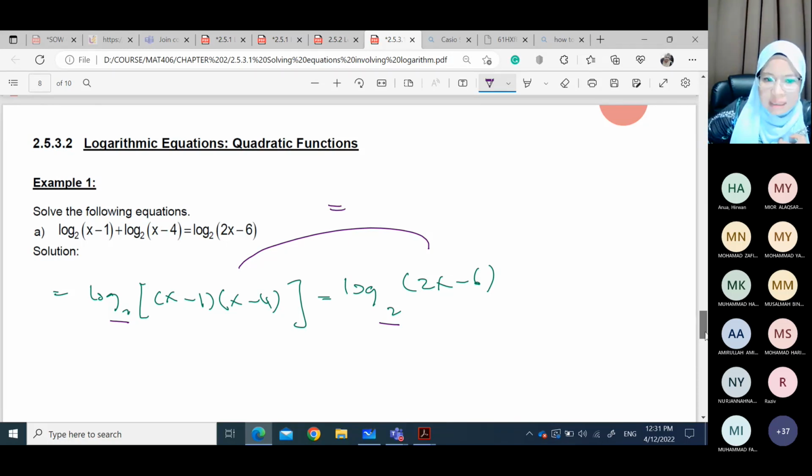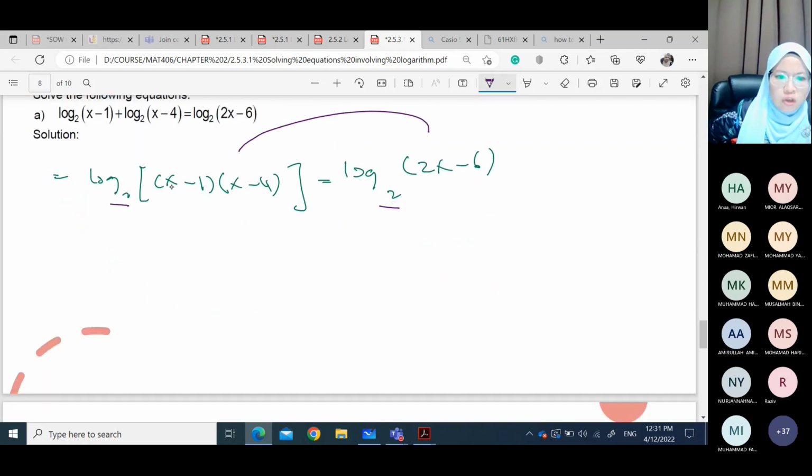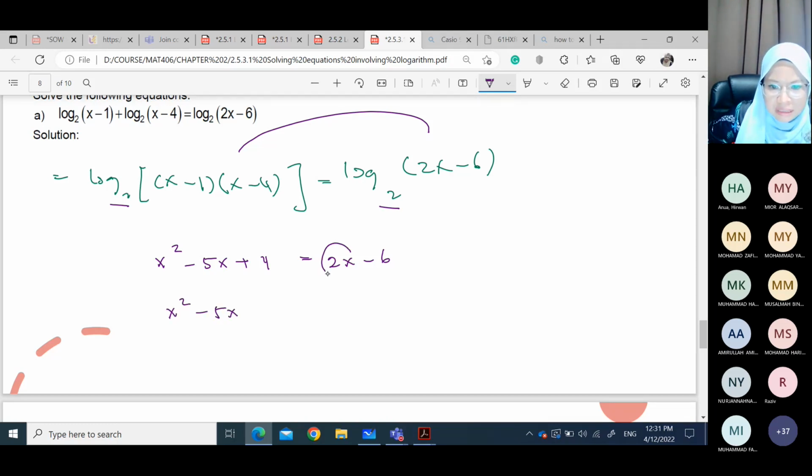Okay. So nak selesaikan yang ini. You kembangkan yang ini, expand. Then we will have x squared minus 5x plus 4. Sama juga dengan 2x minus 6. Alright, so selesaikan. So x squared minus 5x. So 2x kita bawa ke sebelah dan dia akan jadi tolak. So tolak 2x. Semua kita bawa ke sebelah kiri.